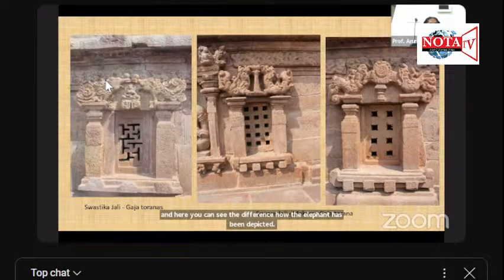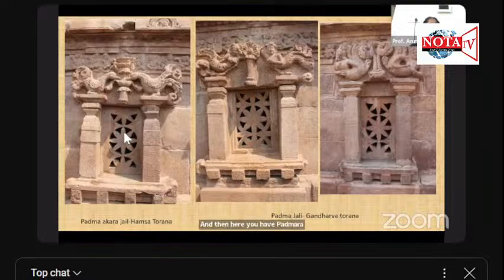And then here you have Padmakara. These are the lotus type of Padmakara jalis. And here you have Hamsa Torana. And look at the fountain in the center, and very beautiful toranas. And here the lotus medallion, and then Padmakara. And here you find the Gandharvas. The Gandharvas Torana you find. And here the Gandharvas are facing this side, this side, and here towards the flower. So this is another beautiful ornamentation that you can see in this temple, that is Sangameshwara temple.